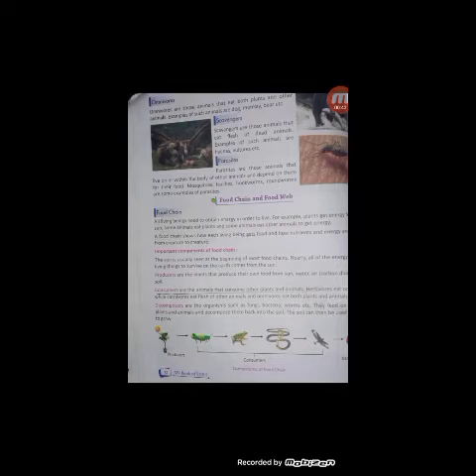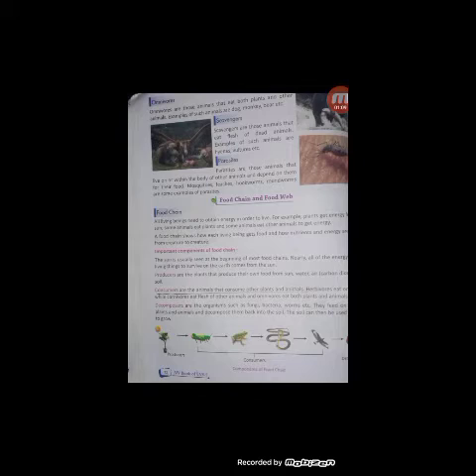Food chain and food web. Food chain. All living beings need to obtain energy in order to live. For example, plants get energy from the sun. Some animals eat plants and some animals eat other animals to get energy. A chain shows how each living being gets food and how nutrients and energy are passed from creature to creature.